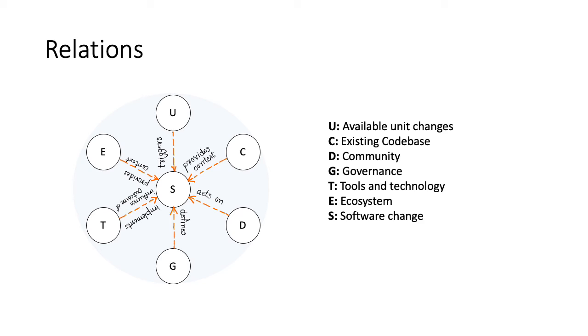The community, which is a representation of the contributors and maintainers, acts on these available changes, whether it's in the form of contributing to it or reviewing the proposed changes. Governance defines how the software change should function, which is in turn implemented by the tools and technology. And similar to the code base, the ecosystem also provides a broader context within which the software change should happen.